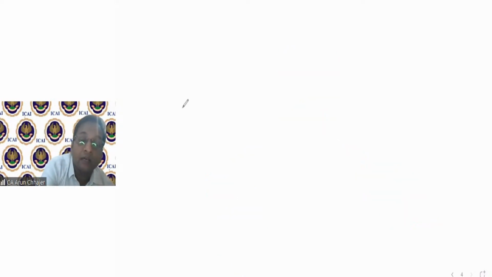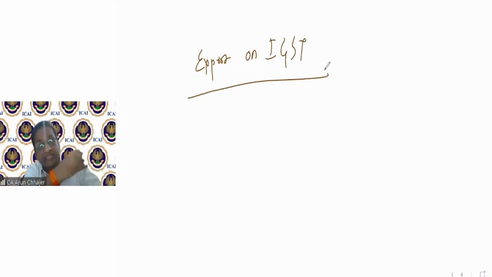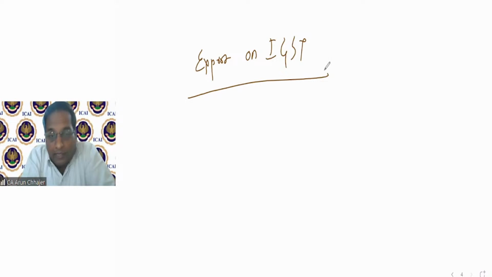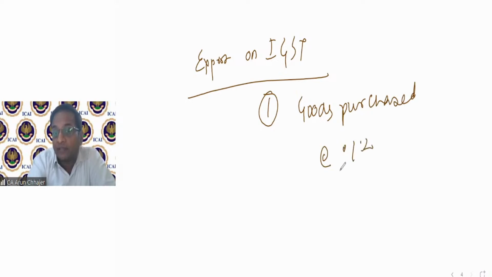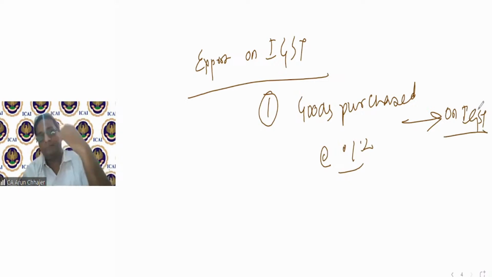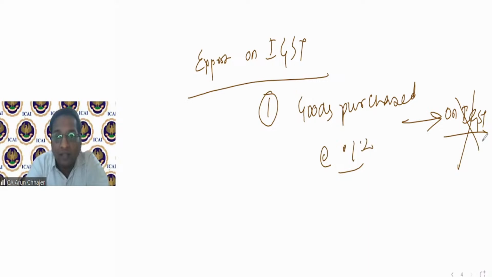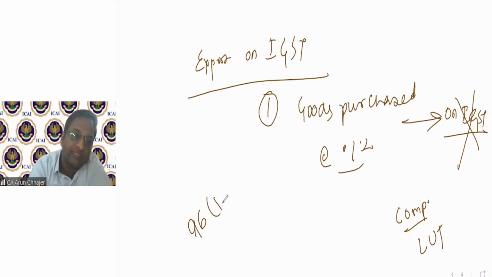Now, in the GST, export on IGST is being restricted for certain cases. Export on IGST is being restricted for certain cases, out of which I'm telling you currently one case. If the goods purchased at 0.1%, then you cannot export on IGST. Cannot export on IGST. Compulsory, it should be under LUT. This restriction is being given in the Rule 96 sub Rule 10.